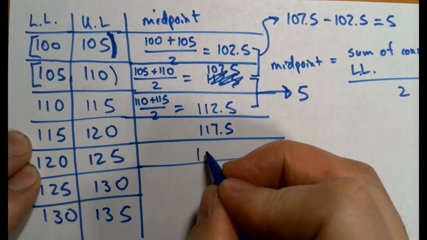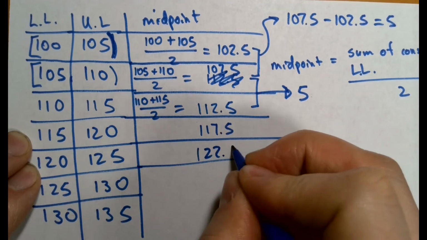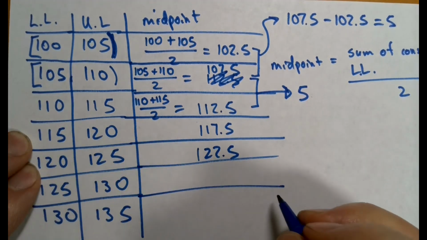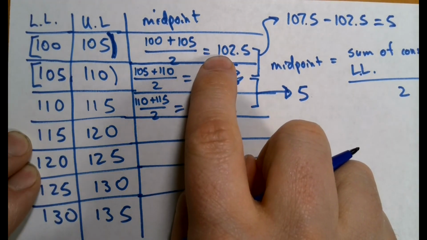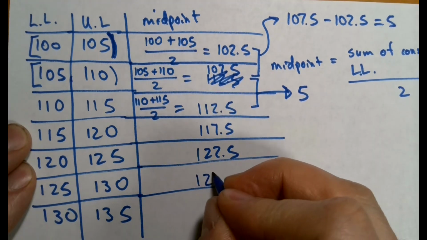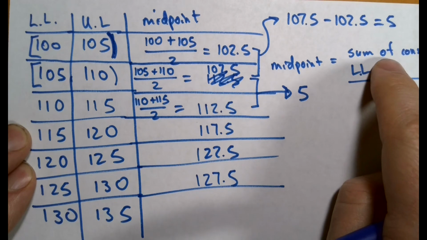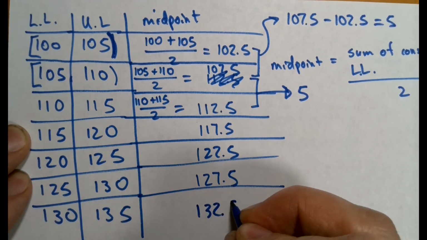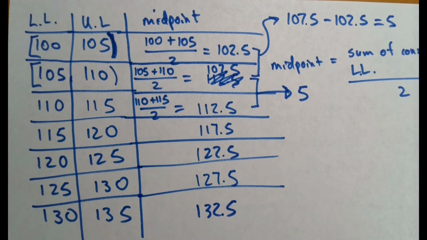Well, where did we see that last? This is the width of our classes. So once you find your first midpoint, just add to it the class width, and you've got the rest of the midpoints all the way down. You don't have to keep applying this sum of consecutive lower limits formula. All right, so there's all my midpoints.